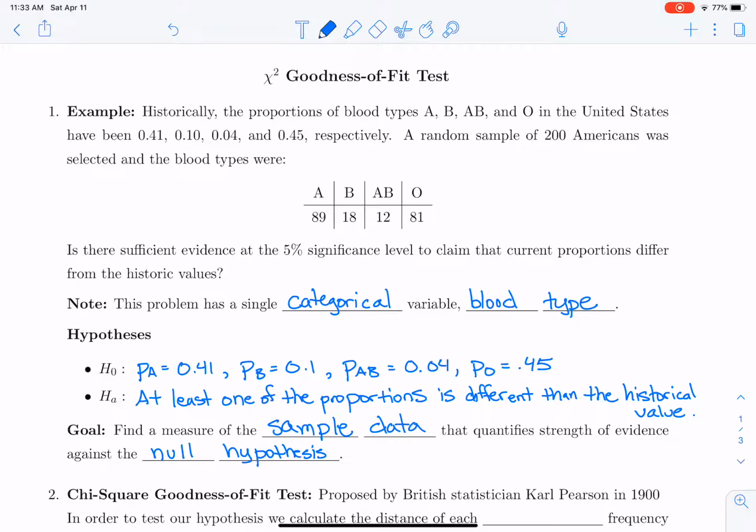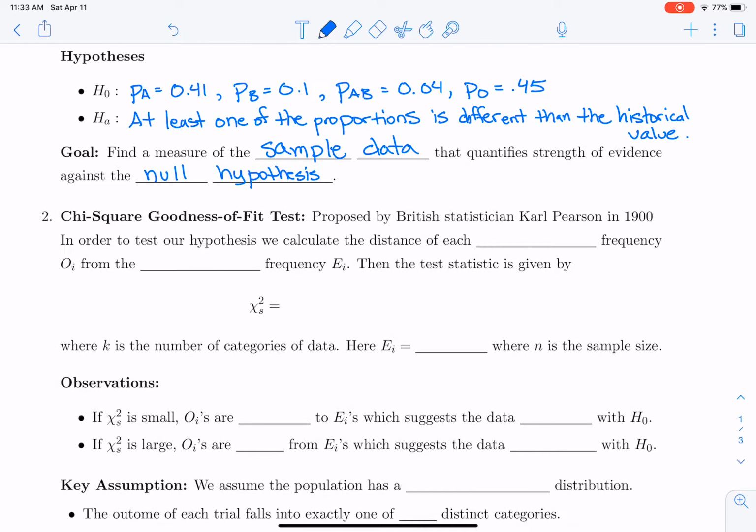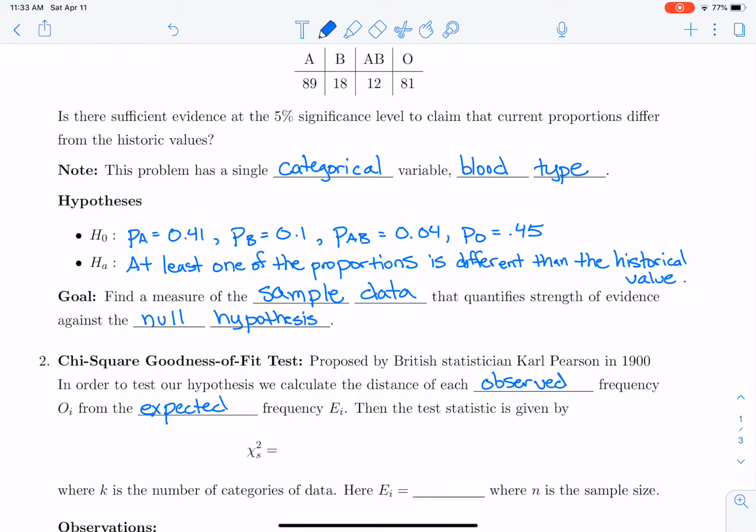So we're going to consider what's called a chi-square goodness of fit test. That test was first proposed by a British statistician, Karl Pearson, back in 1900. And in order to test our hypotheses, we're going to calculate the distance of each observed frequency, which we will call O sub i, from the expected frequency, which we will call E sub i. So O sub i is going to be how many people we observed with type A blood or type B blood, etc.